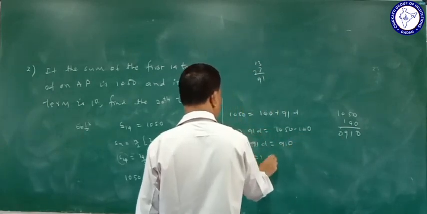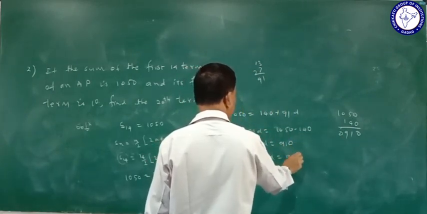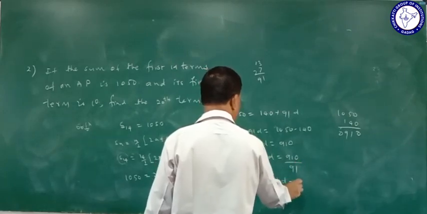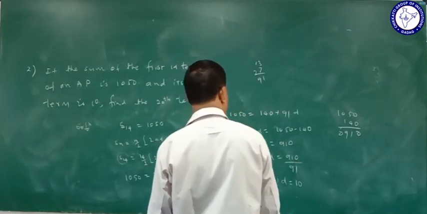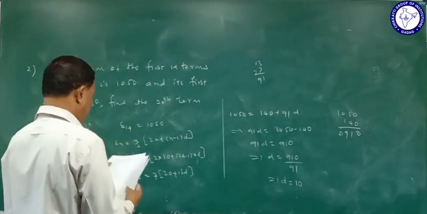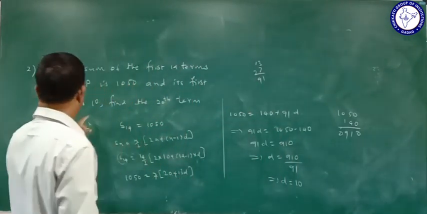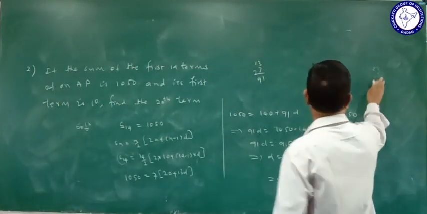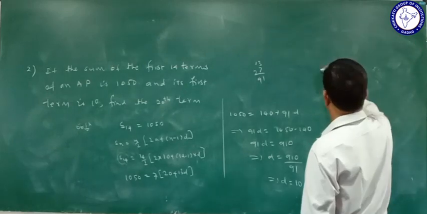So this implies d equal to 910 divided by 91. So d is equal to 10. So here you have got the common difference is 10. Now you have to calculate. The question is, find the 20th term.